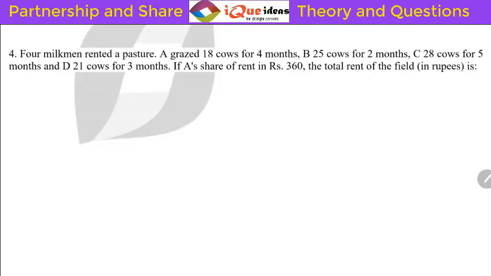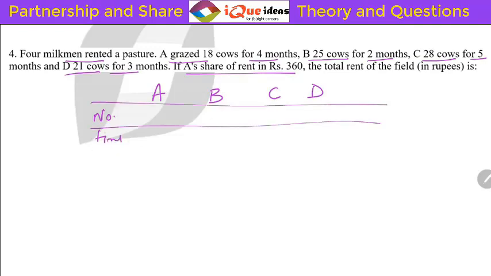The fourth question says 4 milkmen rented a pasture. A grazed 18 cows for 4 months, B 25 cows for 2 months, C 28 cows for 5 months and D 21 cows for 3 months. I think this is again a direct question, as I hope you can see straight away. A, B, C, D, the number of cows and the time, right? You don't even need to prepare this chart. You can directly use the calculation.